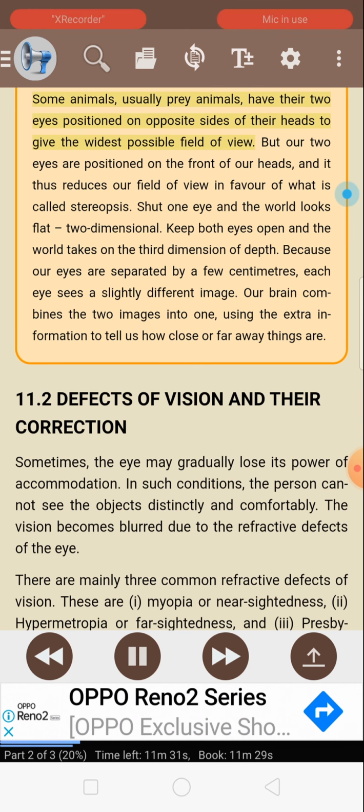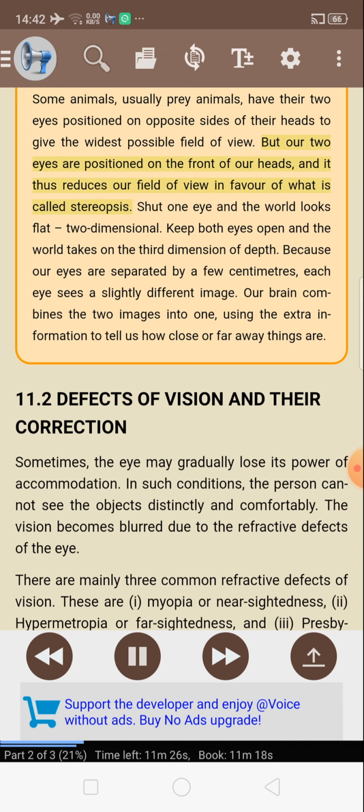Some animals, usually prey animals, have the two eyes positioned on opposite sides of their heads to give the widest possible field of view. But our two eyes are positioned on the front of our heads, and it thus reduces our field of view in favor of what is called stereopsis. Shut one eye and the world looks flat, two-dimensional. Keep both eyes open and the world takes on the third dimension of depth.